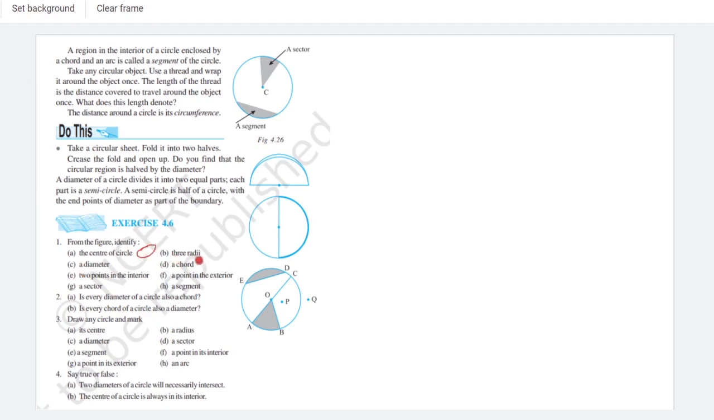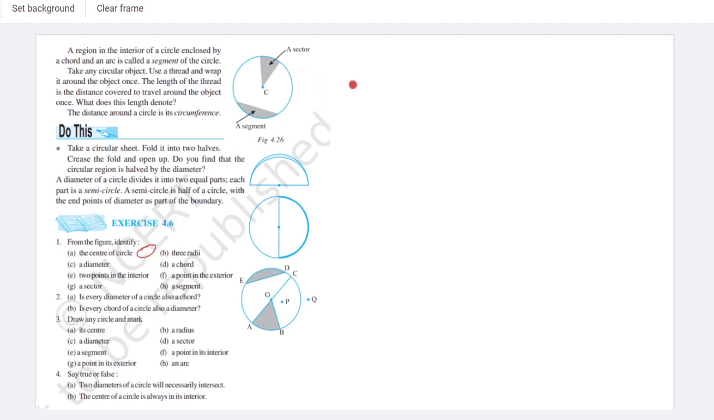Second one, 3 radii you should say. So from O, we'll see the lines connecting with the points on the circle. See, points on the circle C. OC will be one radius. OB will be another. OA is another. From O there is no other line. So only 3 radii are given here in this figure.